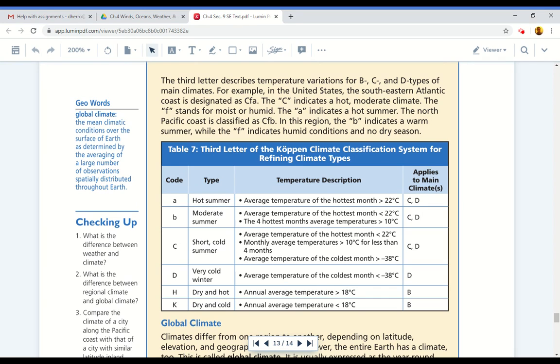For example, in the United States, the southeastern Atlantic coast is designated as a CFA. The C indicates a hot, moderate climate. The F stands for moist or humid. The A indicates a hot summer. The North Pacific coast is classified as CFB. In this region, the B indicates a warm summer, while the F indicates humid conditions and no dry season.